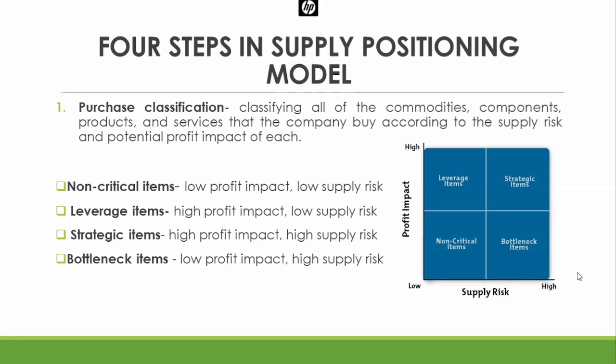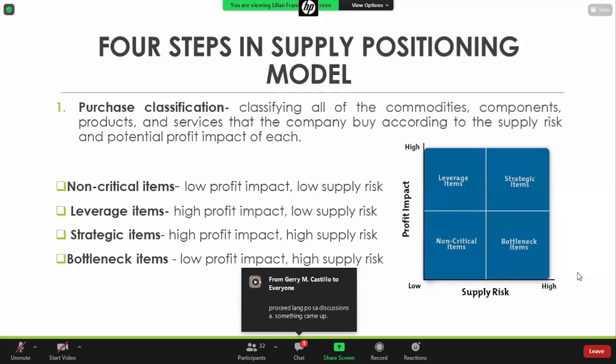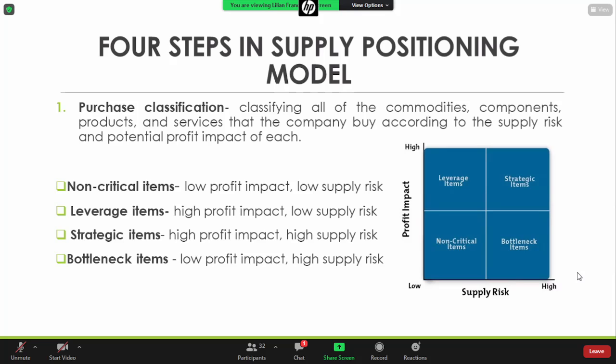And as you observe, yung bottleneck is opposite siya ng leverage items. Kung doon sa leverage, mas may power yung purchaser department or company. Dito naman sa bottleneck, mas may power yung suppliers. And lastly is the strategic items.